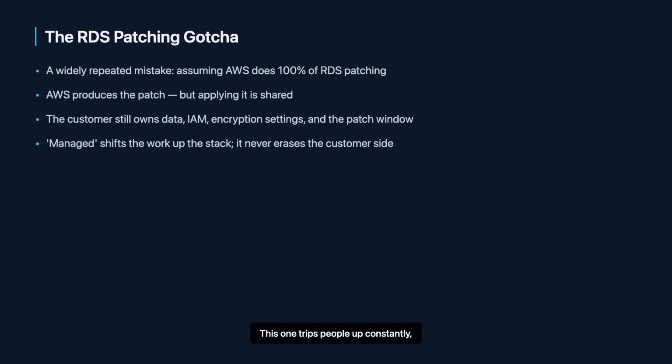This one trips people up constantly, so let's nail it down. The widely repeated mistake is assuming Amazon Web Services does 100% of RDS patching. Amazon Web Services does produce the patch, but applying it is shared. And beyond patching, the customer still owns the data, the IAM access controls, the encryption settings, and the choice of patch window. Remember the principle: moving to a managed service shifts work up the stack, but it never erases the customer's side of the line.